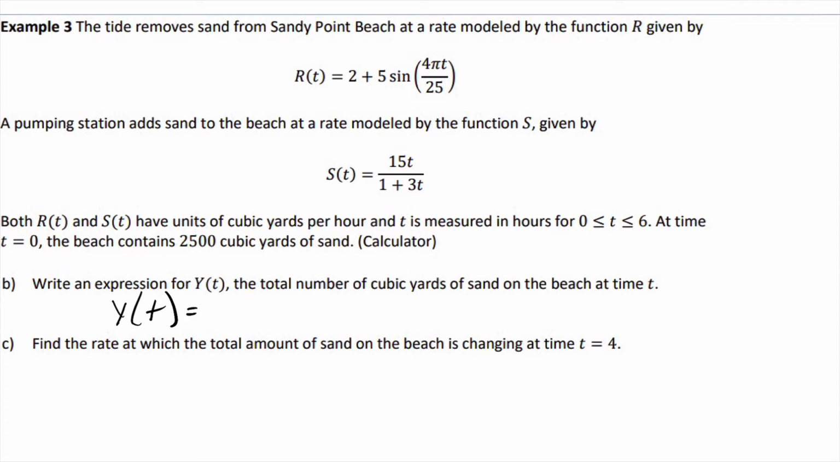What is it asking me to do? I know it's asking me to find the total number, but in plain English or base terms, what is it asking me to do? Total number. What do I have to account for with total number? If I want to know the sand on the beach at that moment, the total number of cubic yards of sand on the beach at any time, what do I have to take into account?